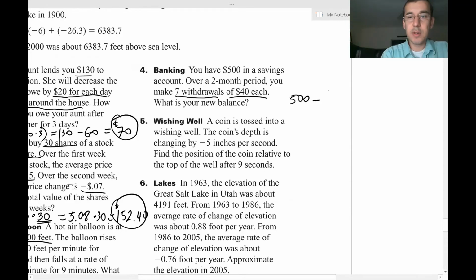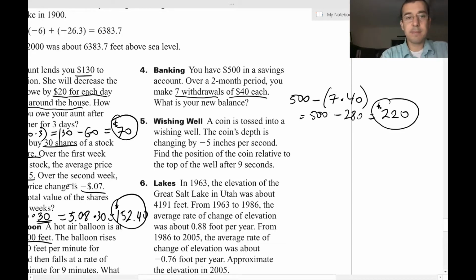So you start off with 500, and then you do withdrawals. You take money out. How many? 7 times $40 each. So that is 500 minus 4 times 7 is 28, and the 0. So this is $220 left, or your new balance.